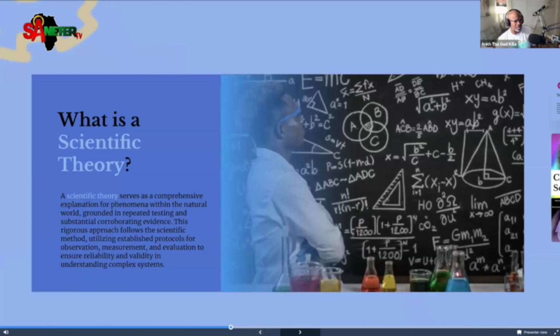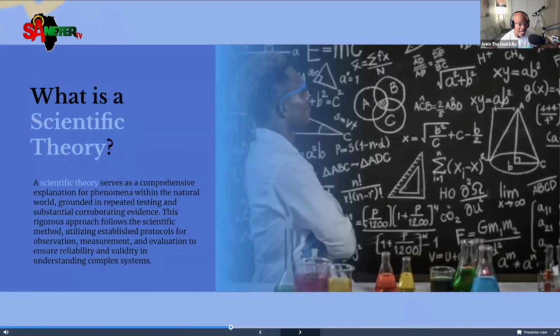What is a scientific theory? A scientific theory serves as a comprehensive explanation of phenomena within the natural world, grounded in repeated testing and substantial corroborating evidence. This rigorous approach follows the scientific method, utilizes established protocols and observation, measurements, and evaluation to ensure reliability and validity in understanding complex systems.